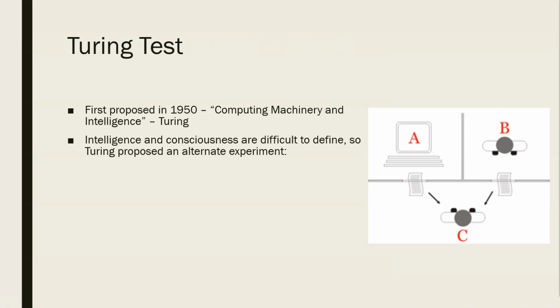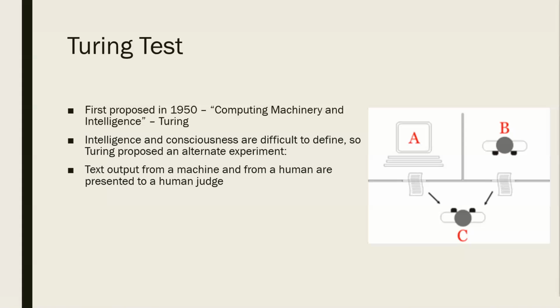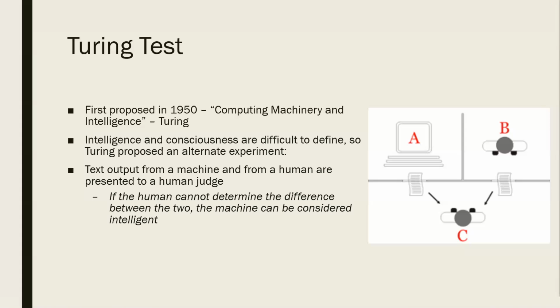As I've alluded to, intelligence is a very complicated and multifaceted concept, so maybe it's not a good idea to try to define what intelligence is. Instead, we can work around this using an alternate experiment. We collect a machine that is capable of doing a particular task, as well as a human, and tell them both to create a text output based on a certain question. Then these two outputs are presented to a human judge, and the judge has to determine which output came from the machine and which came from the human.